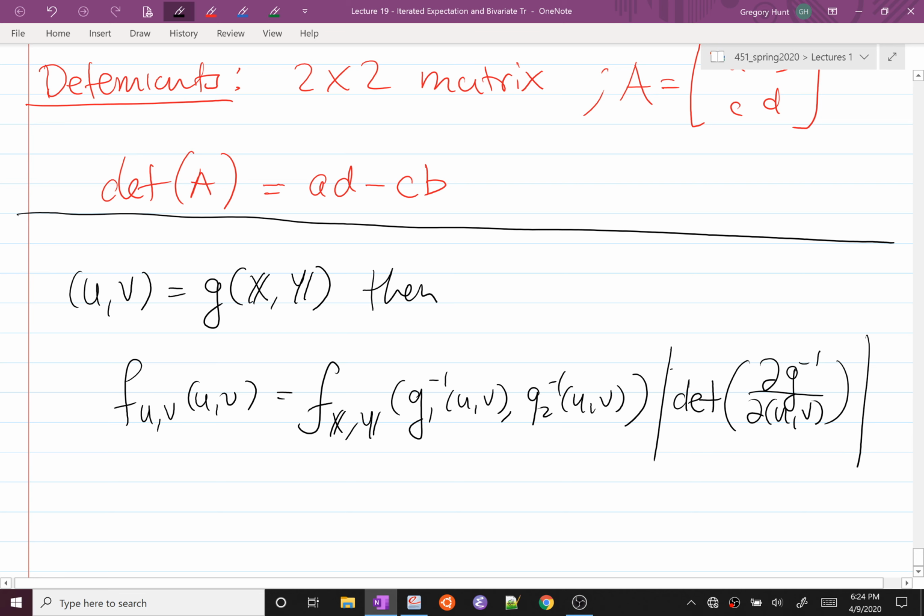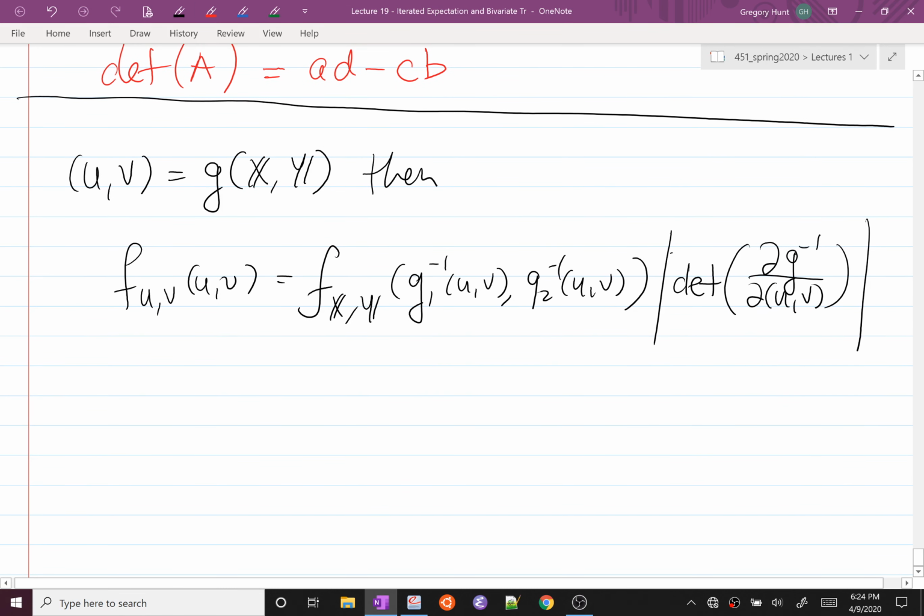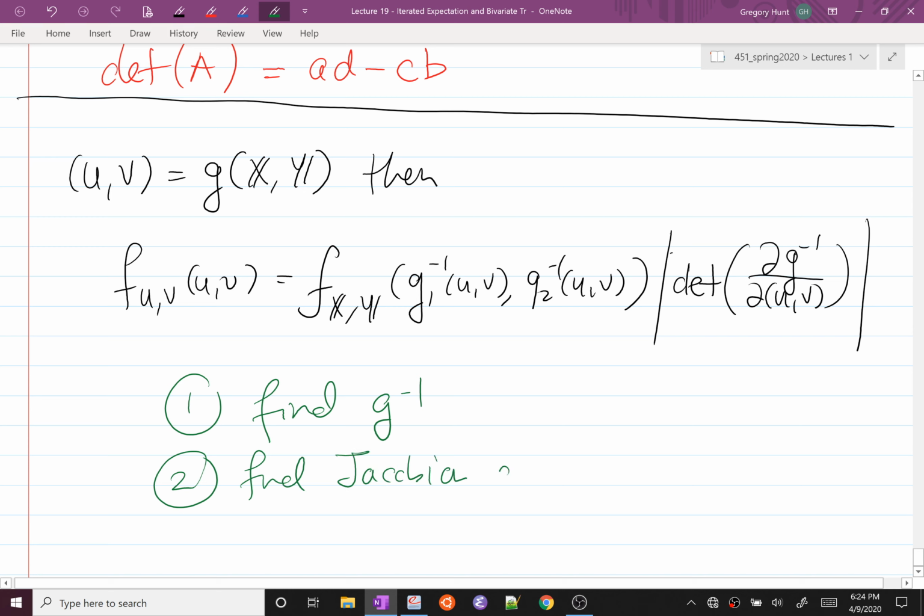So in order to calculate this, I get my function g. I find g inverse. I then find the Jacobian and take its determinant, and then I can plug in above for the values.